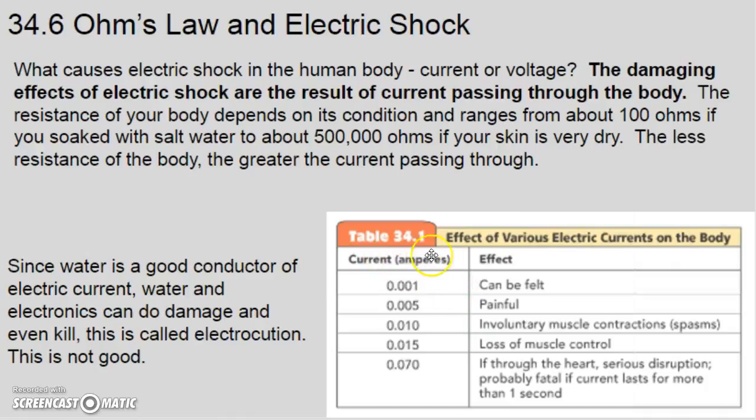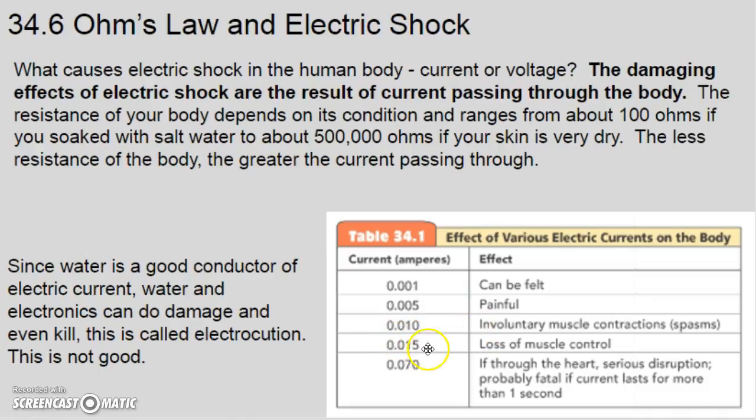So current is measured in amperes or amps. 0.001 amps can be felt, right? That's like a little zap. That's like what the Van de Graaff gave us. Tiny current, but you could feel it. 0.005, that's 5,000ths of an amp, would be painful. You'd be like, okay, boom, ouch. You might say 1/100th of an amp would actually lead to involuntary muscle contractions, like spasms. You'd be like freaking out.